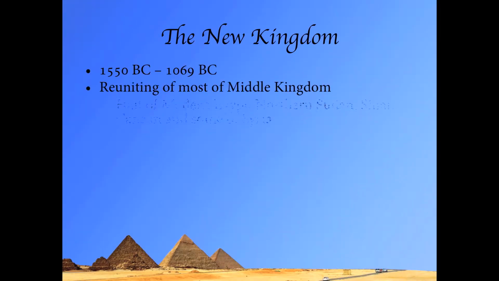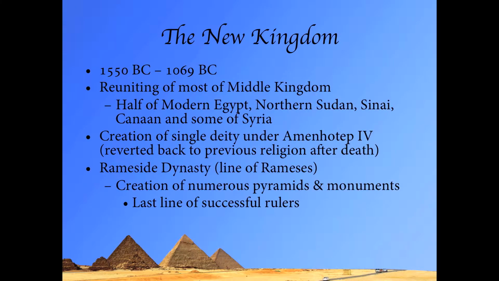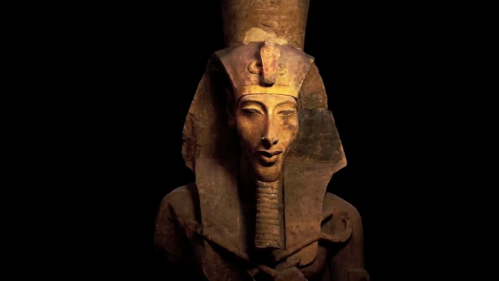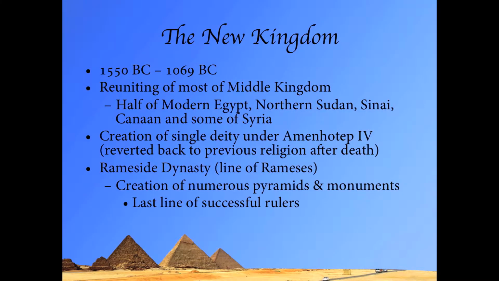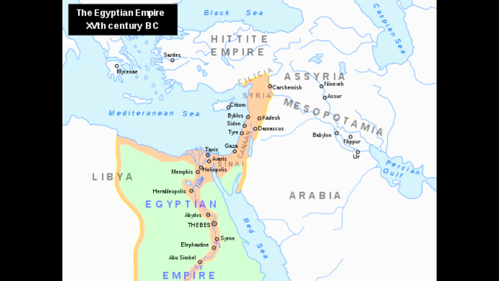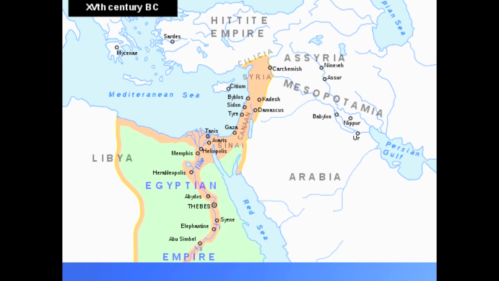New Kingdom. Lasting just under 500 years, the New Kingdom was the last era of ancient Egypt's dominance over the southern Mediterranean. It reunited most of the Middle Kingdom, minus parts of Syria. Ancient Egypt underwent a change in its religion when Amenhotep IV decided to worship one god. However, this reformation of religion was short-lived as the reversion to worshipping many deities took place after this pharaoh's death. The New Kingdom may be well known for Ramses II, the pharaoh found in the Bible. This is a map of ancient Egypt in the New Kingdom.